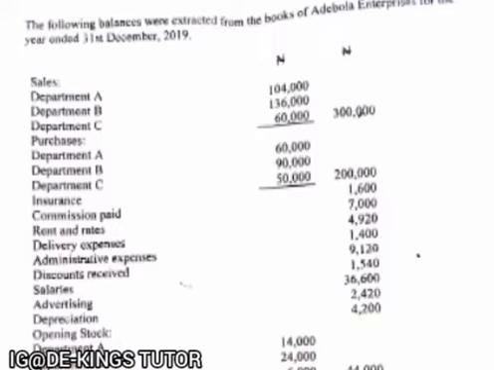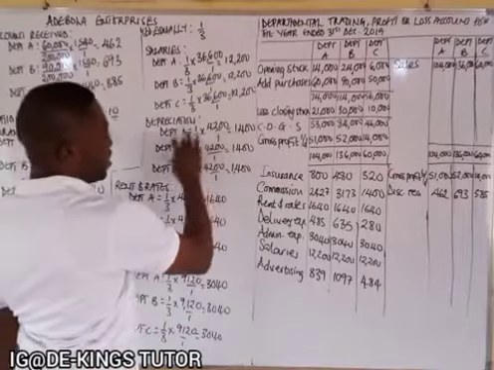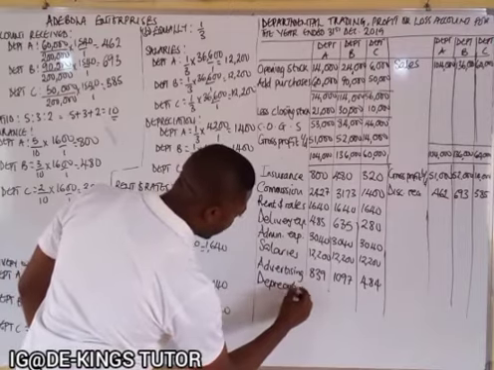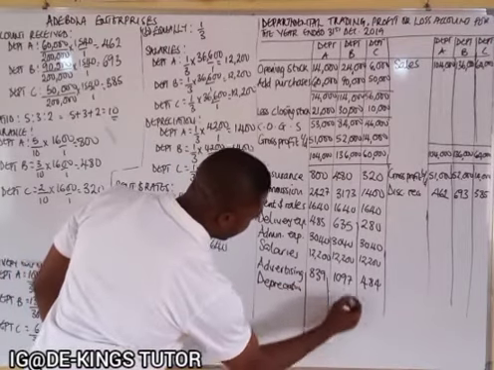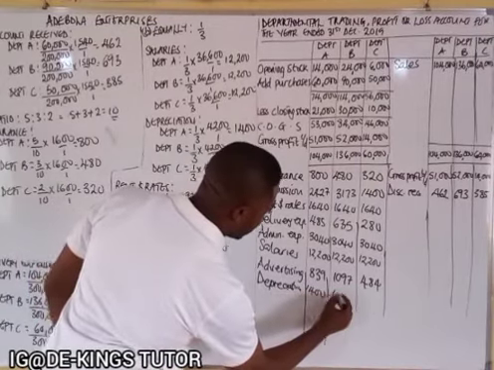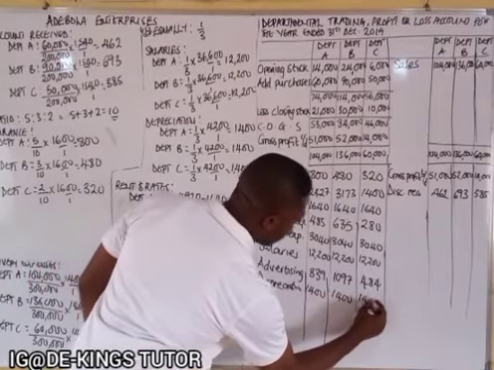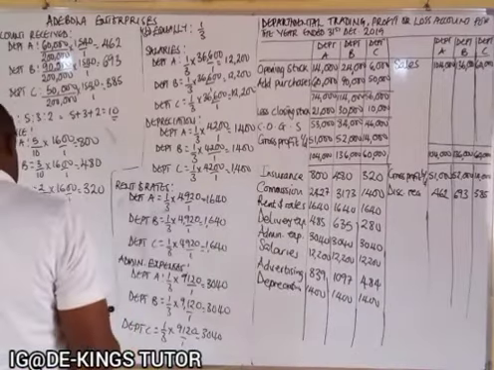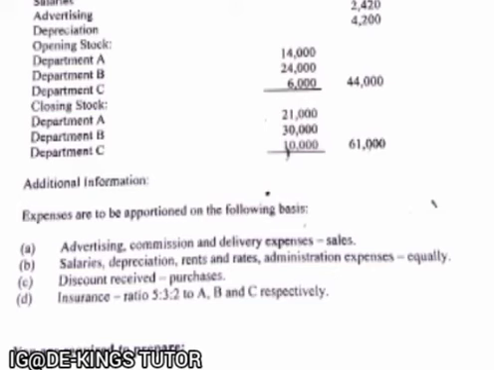The next one is depreciation. Depreciation, look at it here, equally. So we have depreciation. Department A is 1,400. Department B 1,400. Department C 1,400. That's for depreciation.